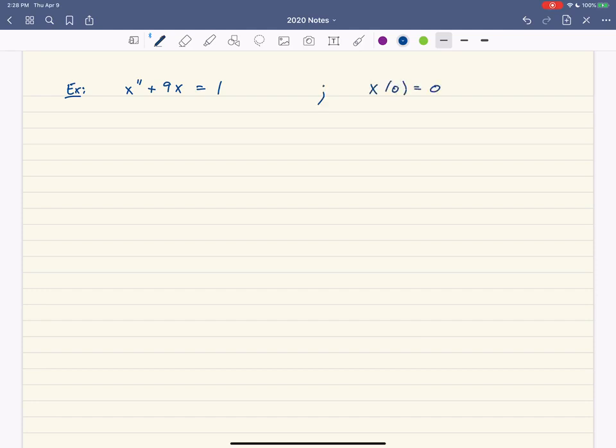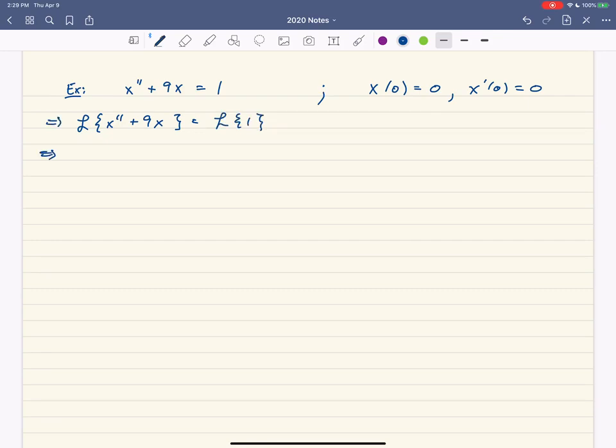So what we're going to do is solve this differential equation x double prime plus 9x equals 1, subject to the initial condition that x of 0 and x prime of 0 are both 0. So we'll start by taking the Laplace transform of both sides.